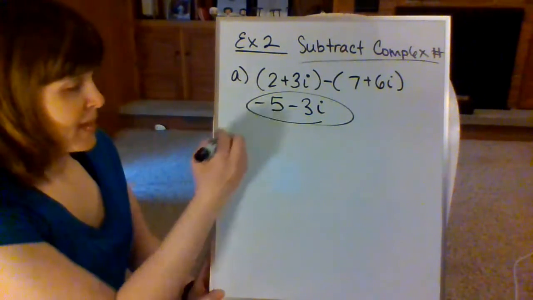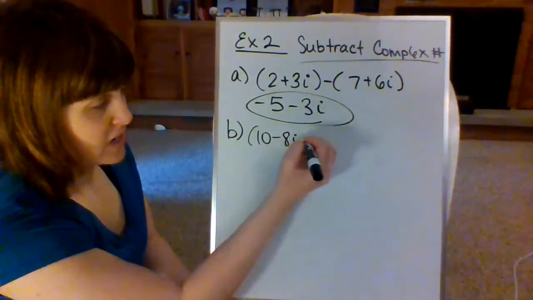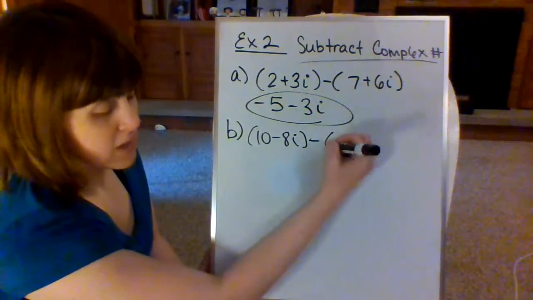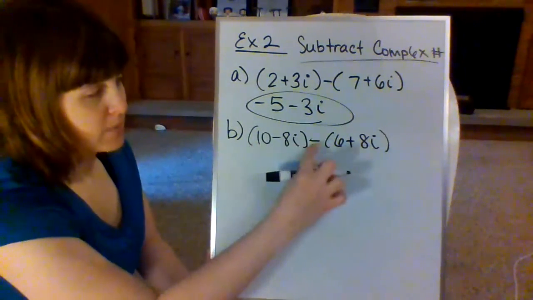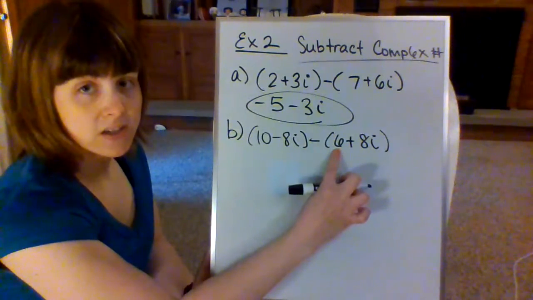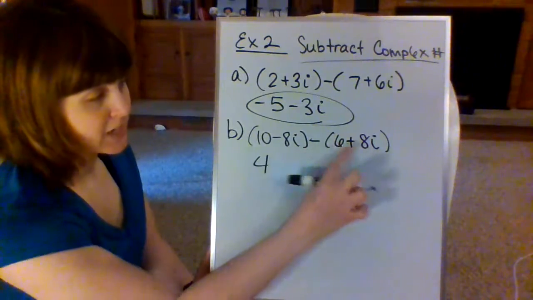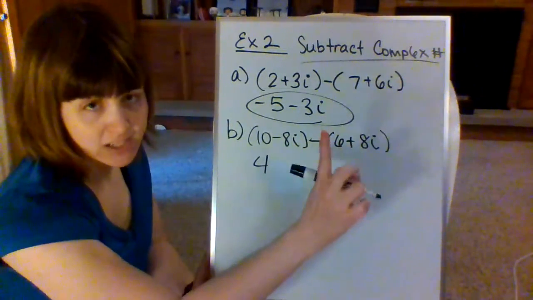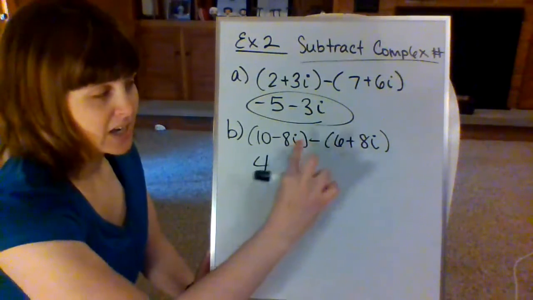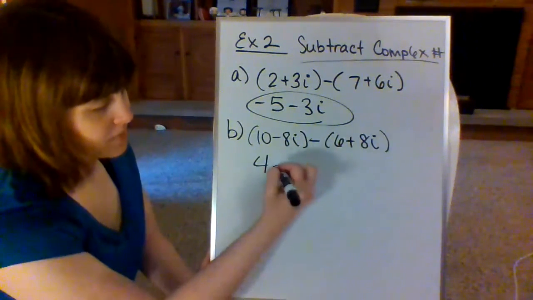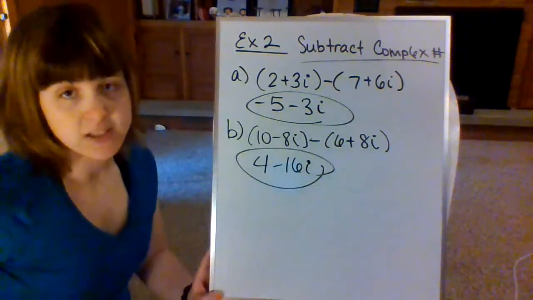Part B says 10 minus 8i minus 6 plus 8i. So 10 minus 6 is 4. Negative 8i minus 8i. Be careful, these don't cancel out because this is a negative minus something more. So that's negative 16i. Okay, so that's it.